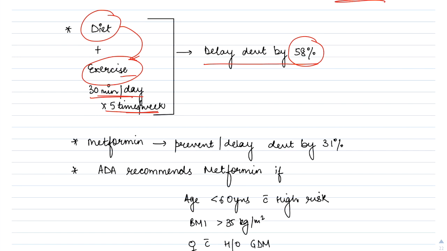Other studies have also studied metformin for the delay of diabetes, and it has been said that if the patient has impaired fasting glucose and impaired glucose tolerance and takes metformin, then it can prevent or delay the development of type 2 DM by as much as 31%.